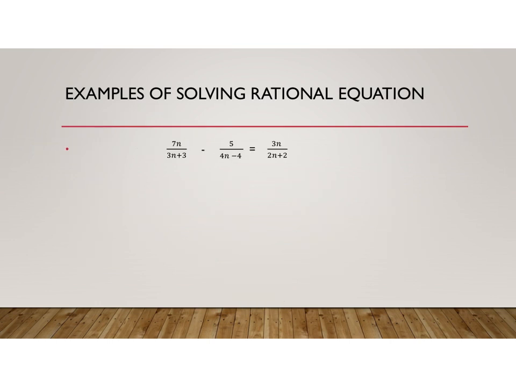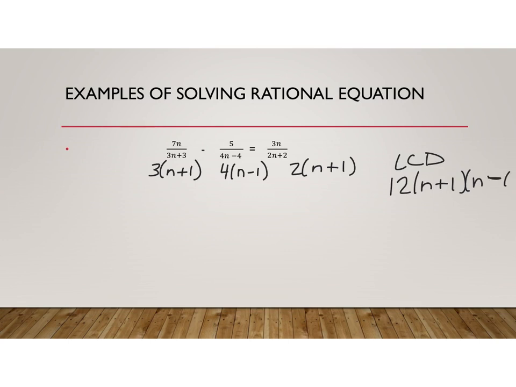The last example here involves some polynomials. So again, as we've done before, we want to factor everything completely. This first one I could take a 3 out. This one I could take a 4 out. And the last one I could take a 2 out. So now my least common denominator would be 12. That's the least common multiple of 3, 4, and 2. And I need an n plus 1 and an n minus 1. So therefore I'm going to multiply this entire equation by that least common denominator.